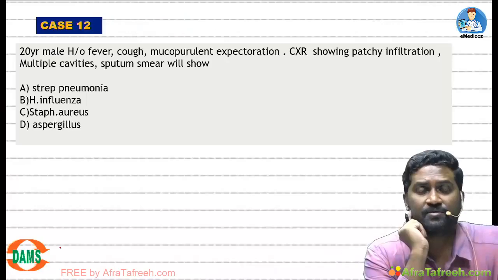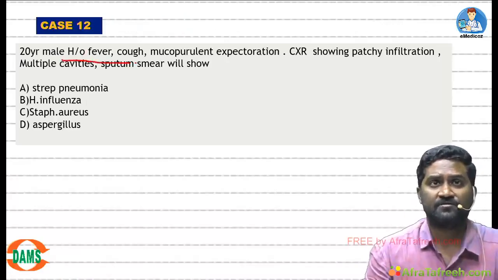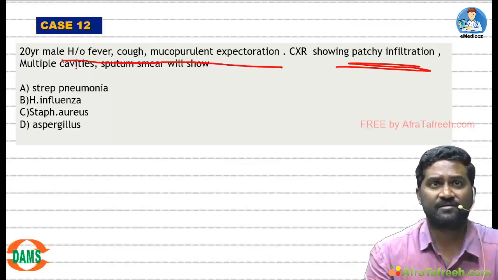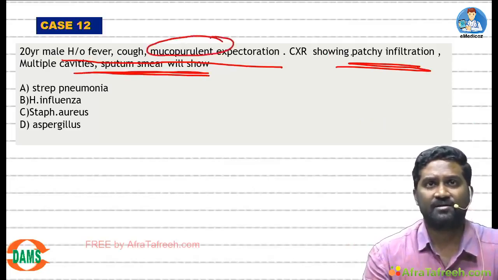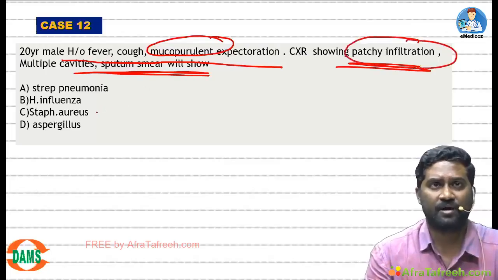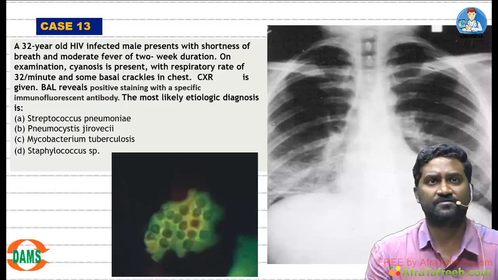Now let us see some questions. Case number 12. A 20-year-old male. History of fever, cough, mucopurulent expectoration. Chest X-ray showing patchy infiltration, multiple cavities. Sputum smear will show, direct question. Mucopurulent, cavities, bilateral patchy infiltration, bronchopneumonia. Your answer should be staph. It is staph. Option C.